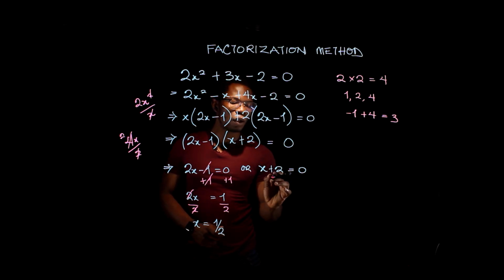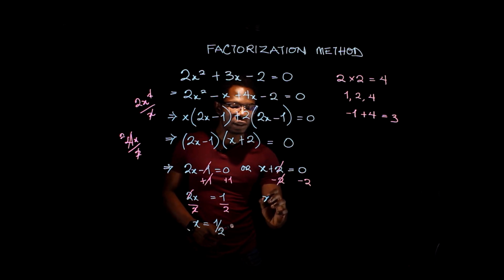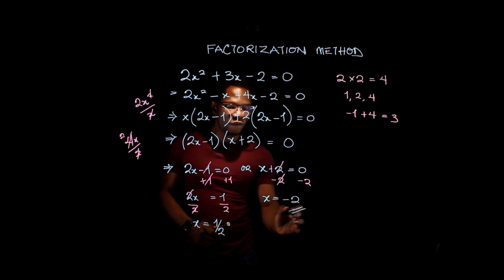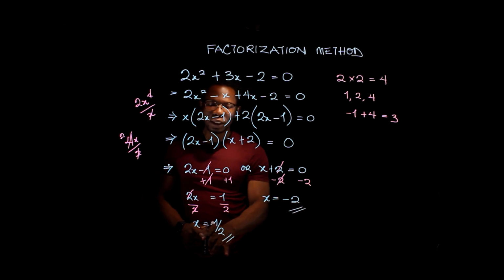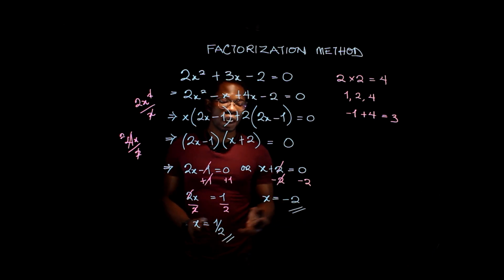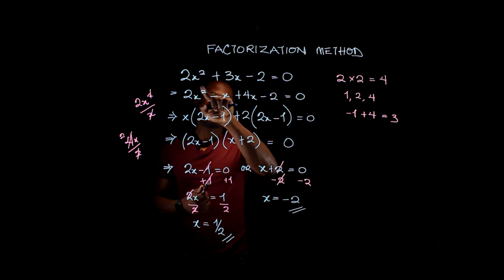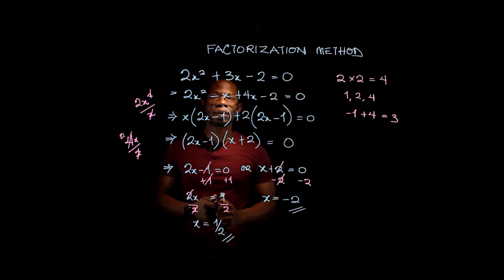Now in this case, all we have to do is subtract 2 from both sides. 2 cancels out 2 here, and we have that x is equal to minus 2. So our final answer is that either x is equal to half or x is equal to minus 2. And I would advise that after you solve by the factorization method, if you have the time in an examination or a test, you always carry out a test to see if your solutions actually make the equation equal to 0.